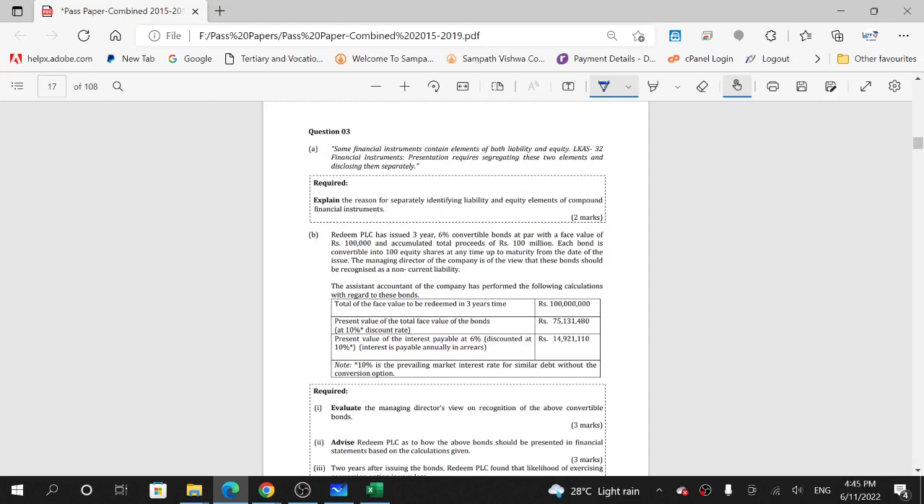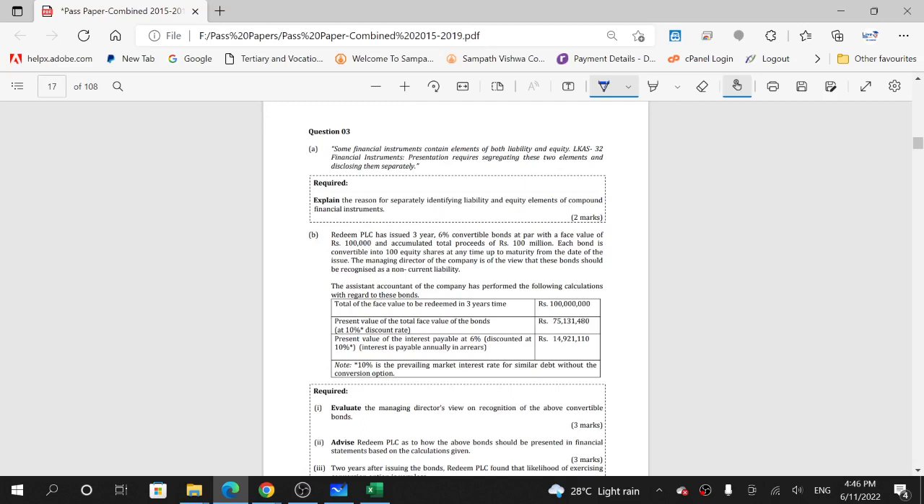Why is there a method to separate this into two categories? Because as per the standard, we consider the residual interest after deducting all the liabilities from total assets as the equity. So to reflect the economic substance of this particular instrument, we classify and measure the debt and the equity component separately. That is the reason why we separate it into two categories.